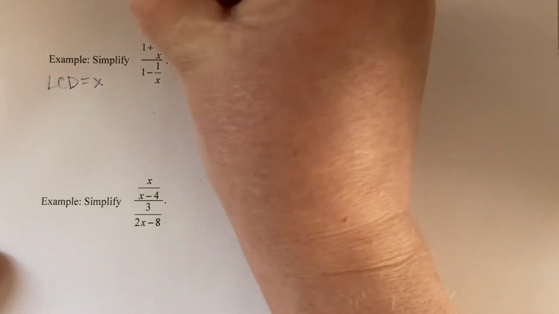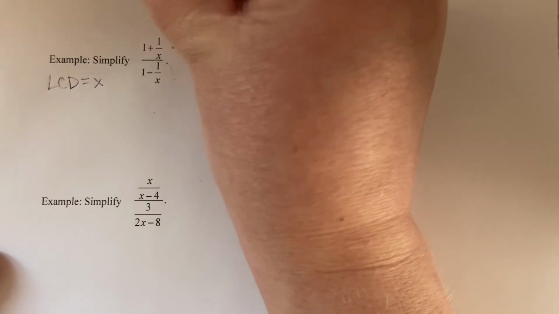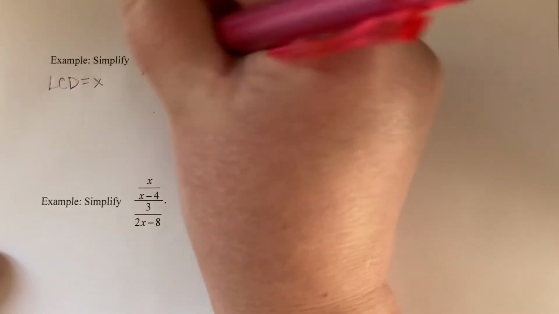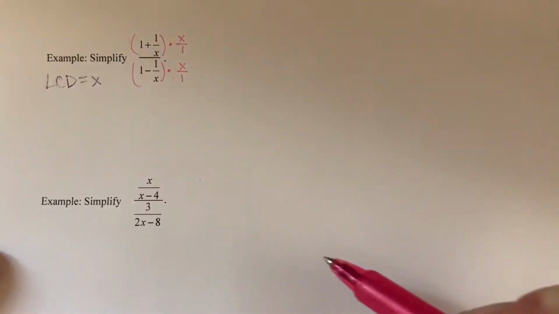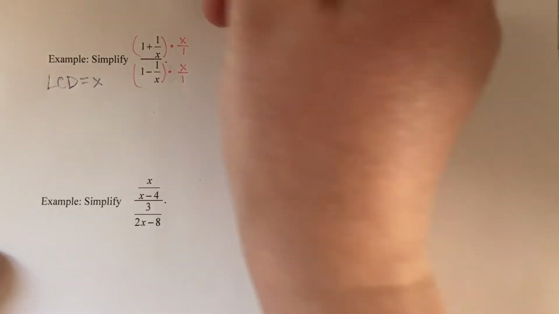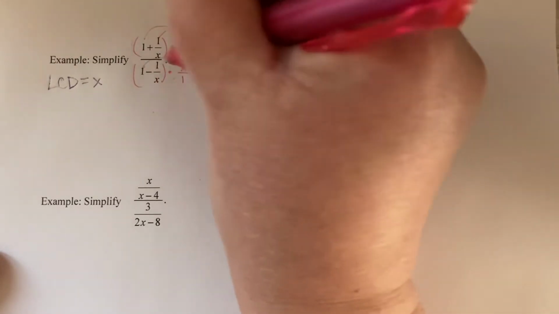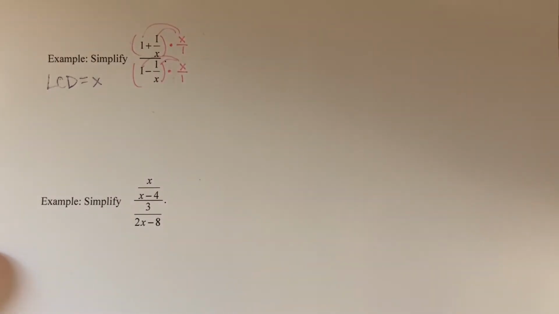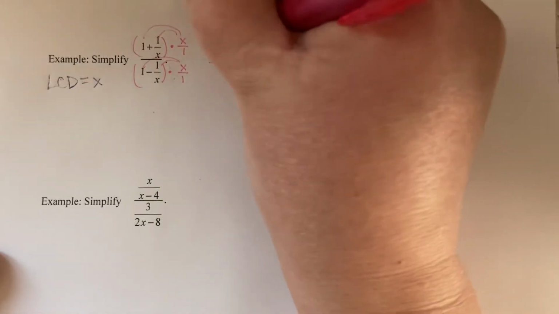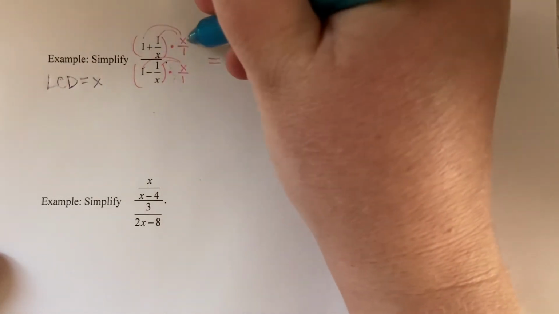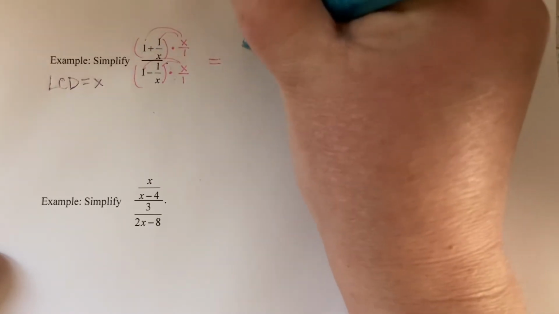So I'm going to multiply the top of the fraction by x over 1 and the bottom of the fraction by x over 1. But we're going to be distributing it to every term in the top and the bottom. So we're multiplying by x to all 4 terms in this fraction. So let's see what we get. 1 times x, or x times 1, is just x.